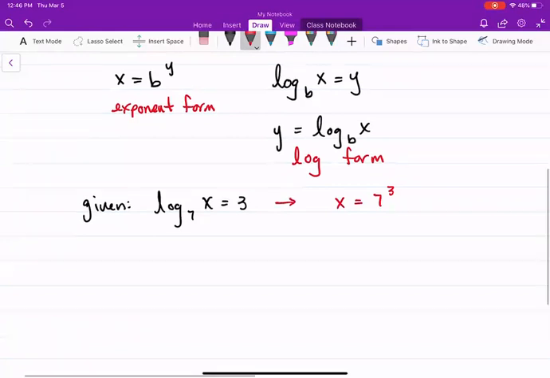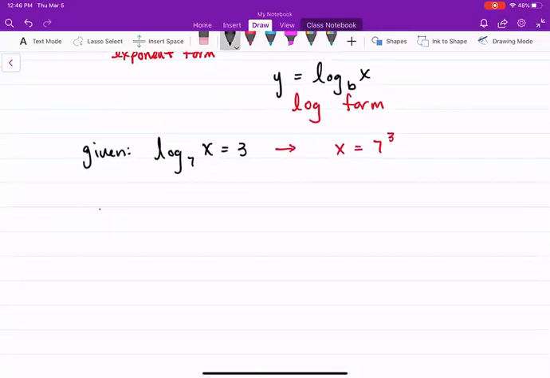Does that work? So let's take a look. Log, base of the answer is equal to power. So convert that to the exponent form, where the base is the 7, right? The answer is x, and the power is 3, which is the power of that exponent form. Everybody see that?